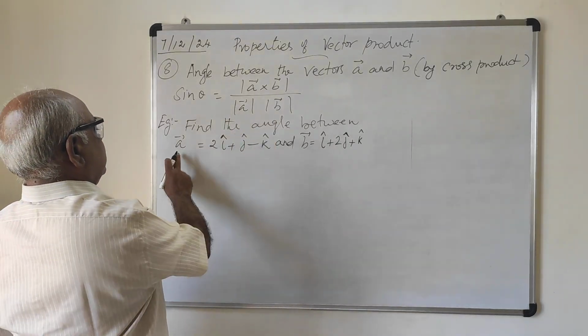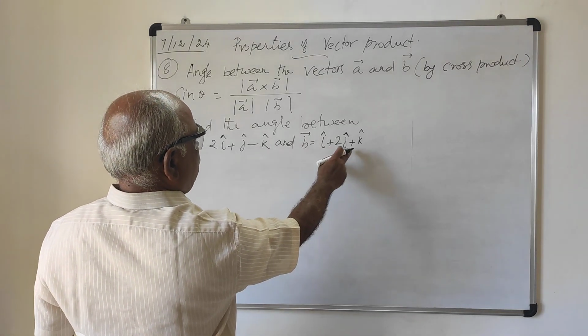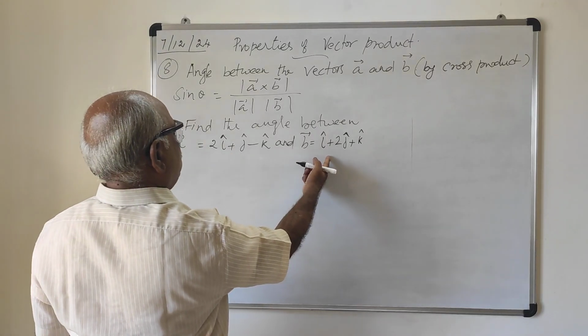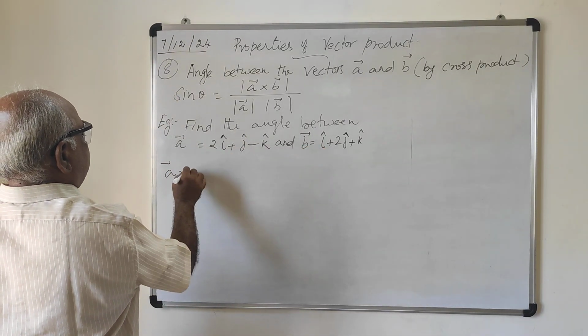Now we are going to solve one example. Find the angle between vectors A equal to 2i plus j minus k and B equal to i plus 2j plus k by using the vector product. We have to find the angle between these two vectors by the vector product. For that, you have to find A cross B first.